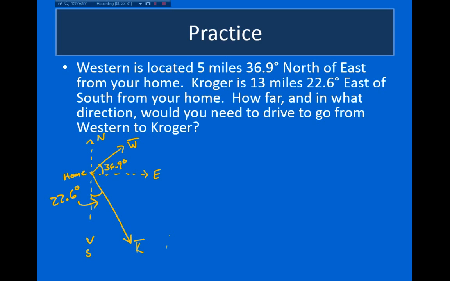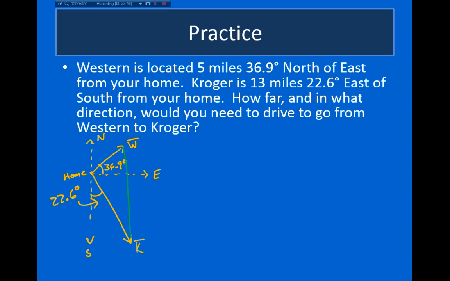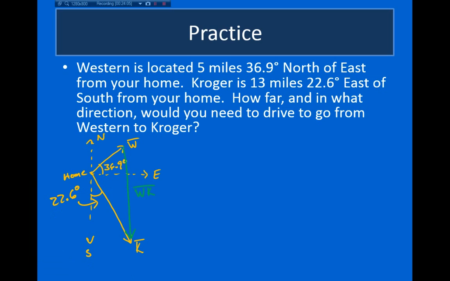All right, now the question is how do I go, let's see, where am I going from and to? I want to travel in this direction, right? So I'm going from Western to Kroger's. So this is what I want to know. So I'm going to call this WK, the vector WK. I'm going from Western to Kroger's. So what is this in terms of vectors? How do I write this as a vector equation?